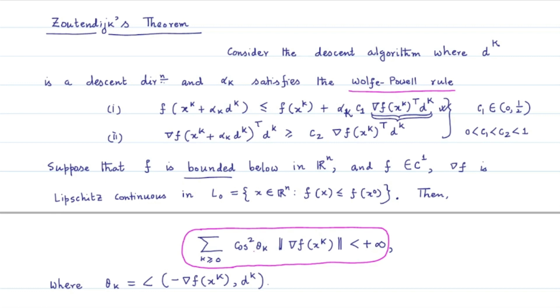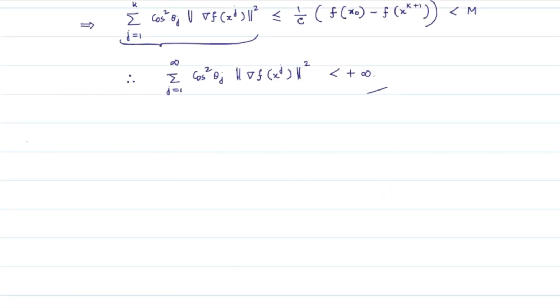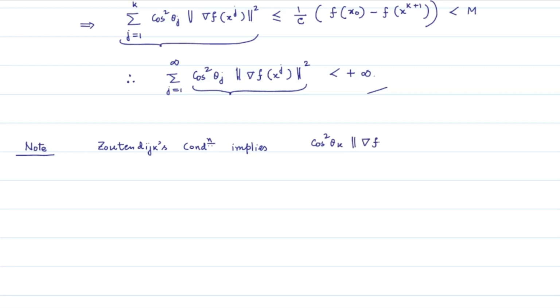and this condition essentially entails that if theta k is bounded away from 90 degrees, then, as this is a sequence whose summation is convergent, therefore by the necessary condition of a series being convergent, we have that the Zoutendijk condition implies cosine square theta k times norm of gradient at xk squared tends to 0 as k tends to infinity.